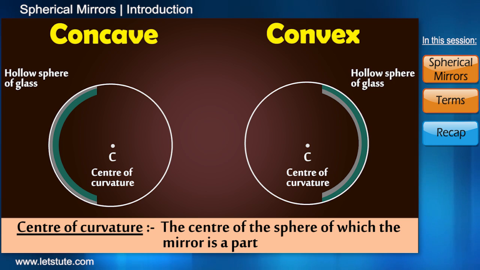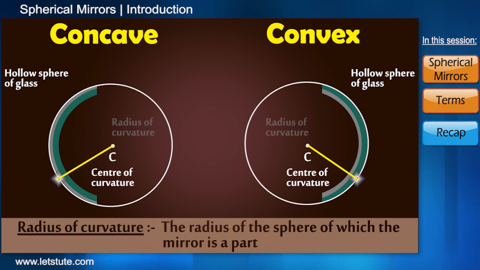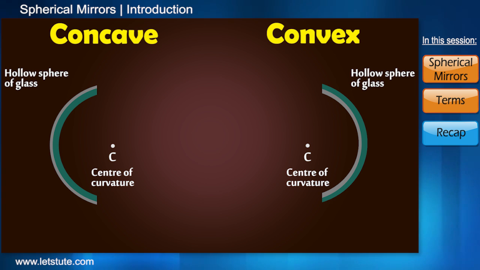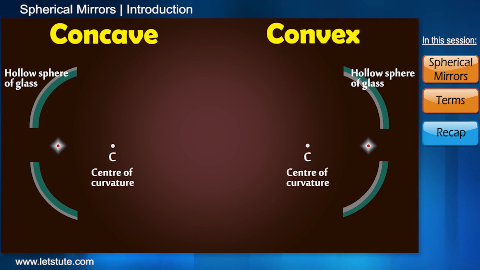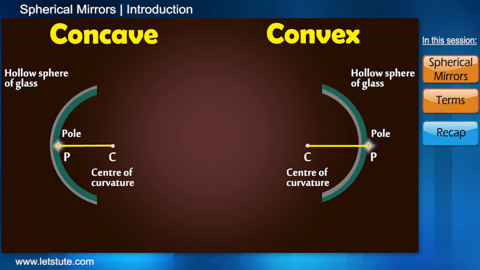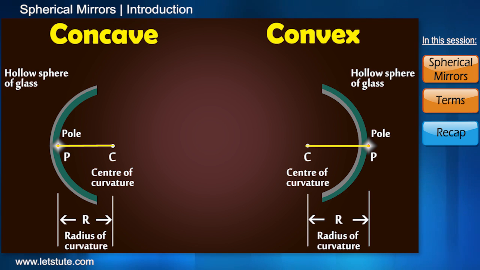As is the case with any circle with a center, the distance between C and any point on the mirror is called the radius of curvature. It is represented as R. The point on the curve of the mirror, which divides it into two equal halves, is called the pole. It is denoted as P. Now again, as P is on the circle, the distance between C and P is also R.